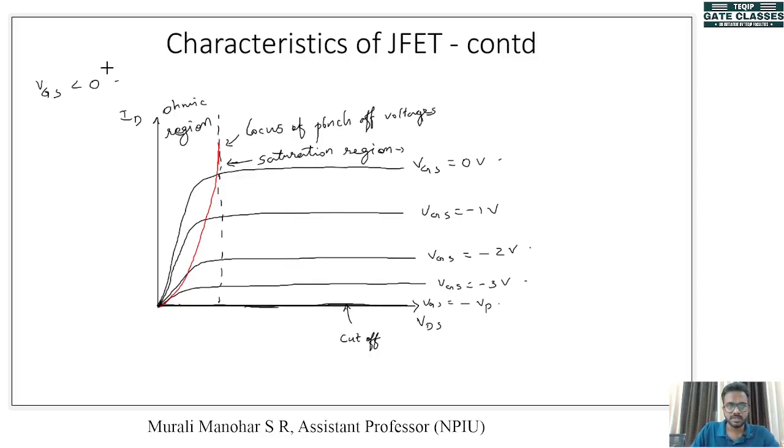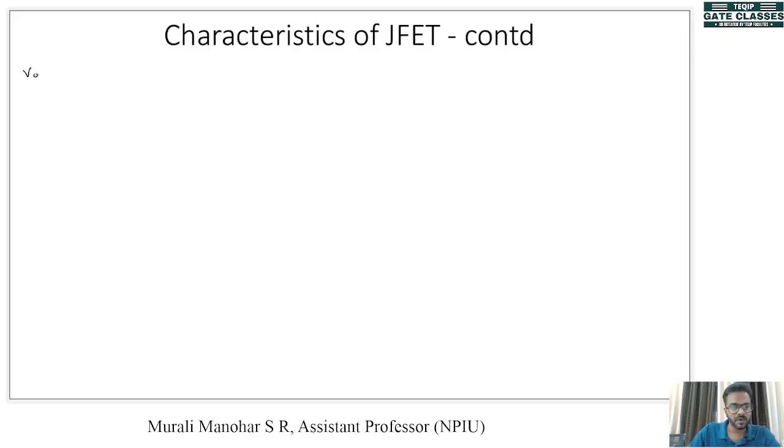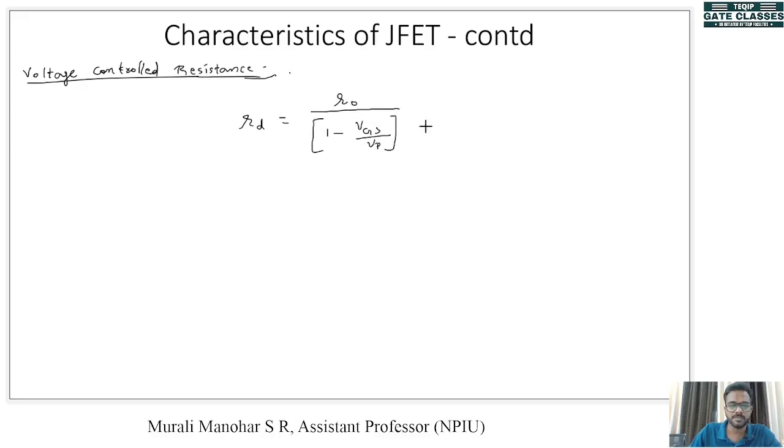In the ohmic region, our FET will behave as a voltage controlled resistance. And the value of this resistance RD can be found out using this equation. RD is equal to R0 divided by (1 minus VGS divided by VP) the whole square, where R0 is the value of RD when VGS is equal to 0.